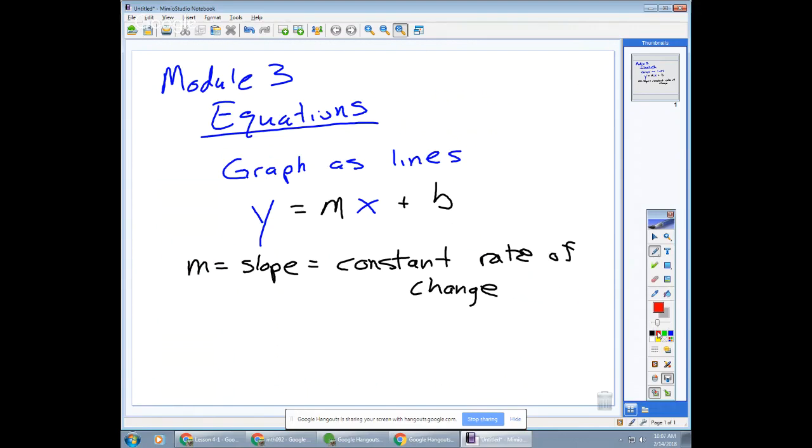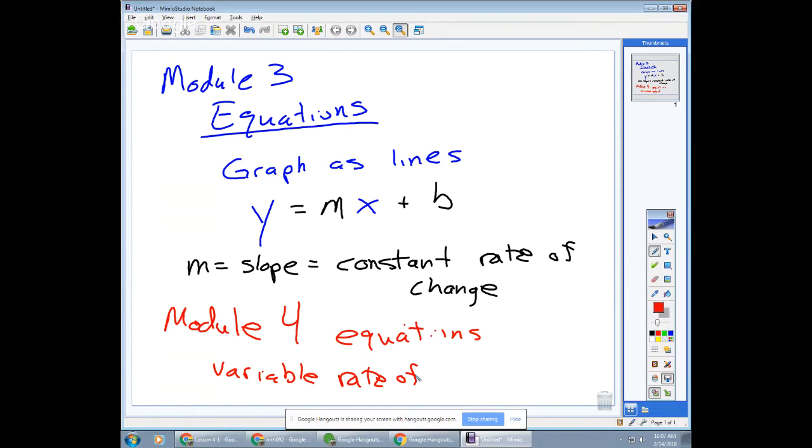So in module 4, we're still going to play with equations, but here we're going to have variable rate of change. So variable rate of change means we're going to have things that curve when we plot them. Okay, so maybe we'll build a table in Excel, and when we plot those points in Excel, we'll see they curve. They don't line up anymore. Okay? And there's lots of different ways things can curve.